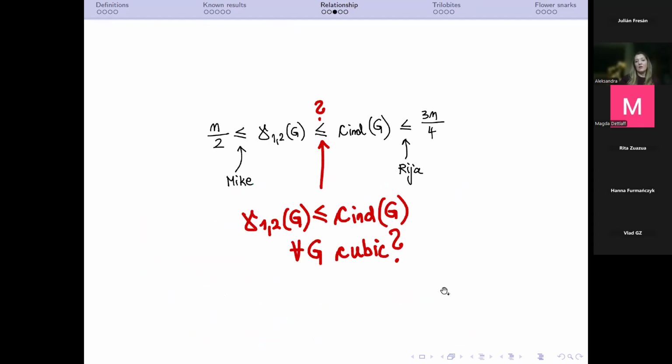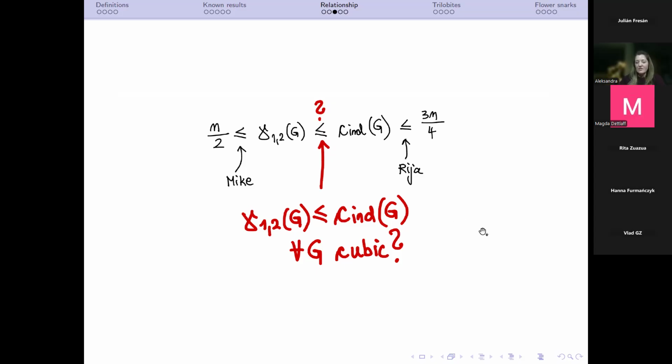Okay, now when Ria showed her bound, what she proved, I was thinking, is there any connection between gamma 1,2 of G and CIND? I mean, these numbers are the same, yeah? This is the conjecture, CIND is supposed to be greater than n over 2, but is there any connection? I mean, that would be pretty awesome if we could show that this inequality holds, because that would mean that also Mike's conjecture holds, yeah? So that was the motivation why we started exploring this relationship.